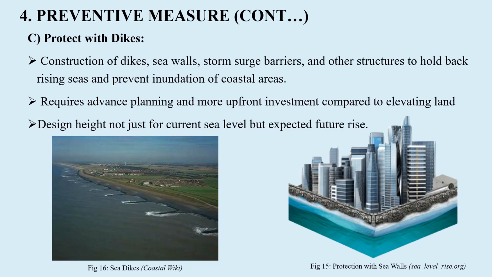The third method for the prevention of the coastal transportation infrastructure flooding caused by the rising sea level involves the construction of various structures like dikes, seawalls, storm surge barriers, and other defensive installations. Actually, this process demands meticulous planning and requires a more initial investment compared to the alternative of elevating land as discussed earlier. These structures are not only designed for the present sea level but are intended to account for the future rise in sea level as well. Therefore, their design and implementation involve considerations beyond immediate circumstances as well.